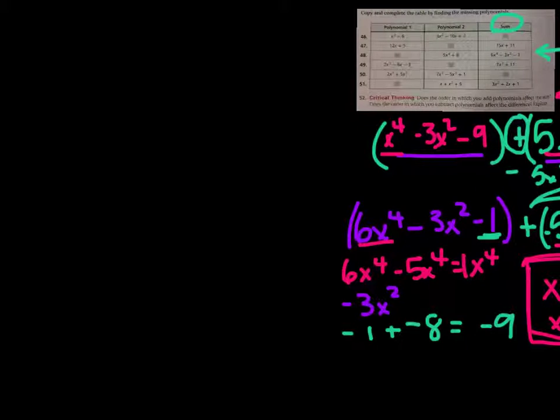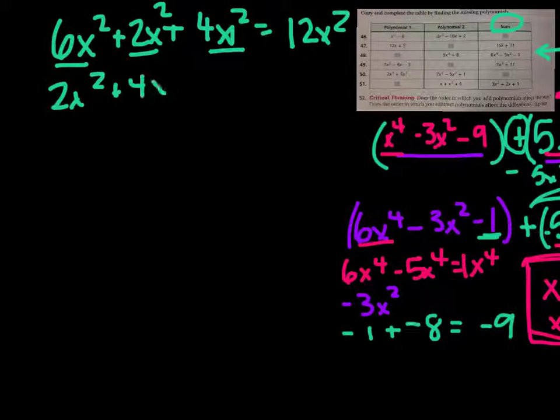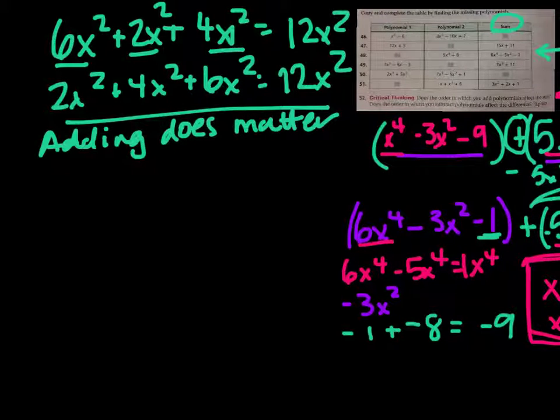So if I were to add 6x squared plus 2x squared plus 4x squared, just random numbers, I'm just picking random things, I should get 12x squared. Does it matter if I did the 2x squared plus the 4x squared plus the 6x squared? Let's see. 12x squared. Nope, doesn't matter. Adding doesn't matter with order.